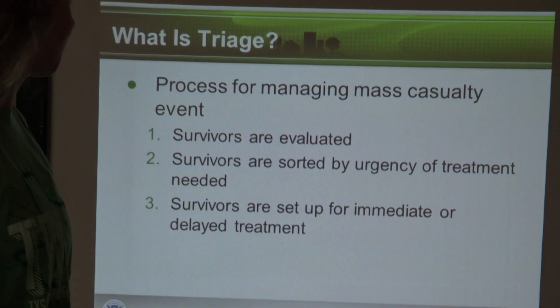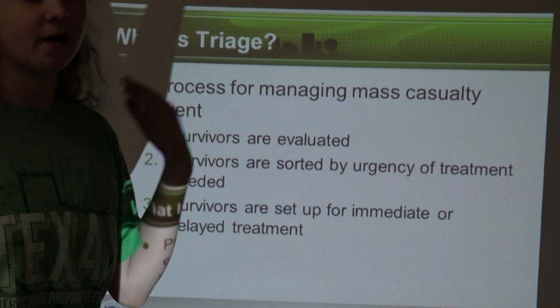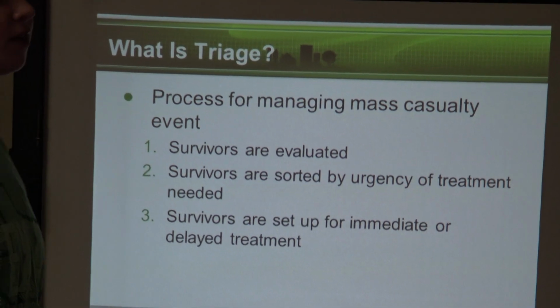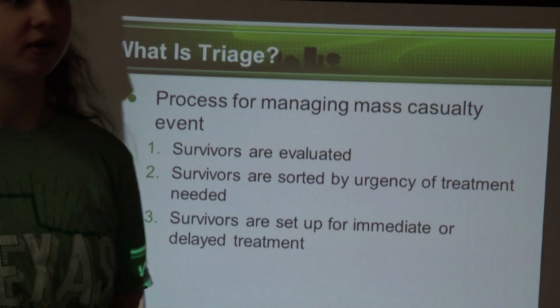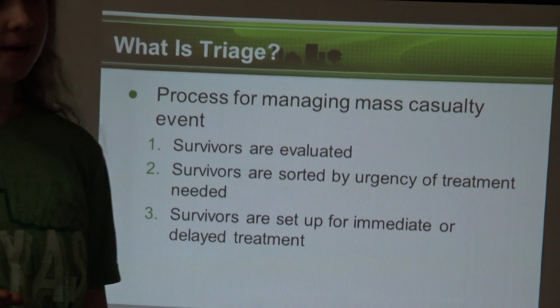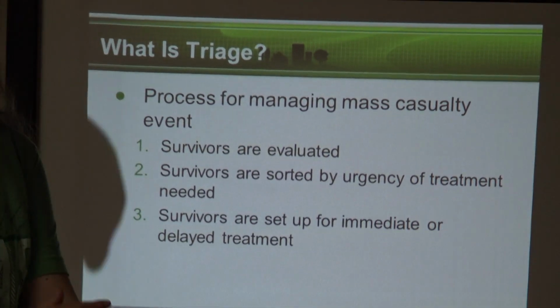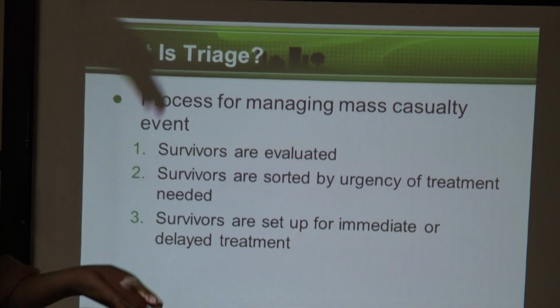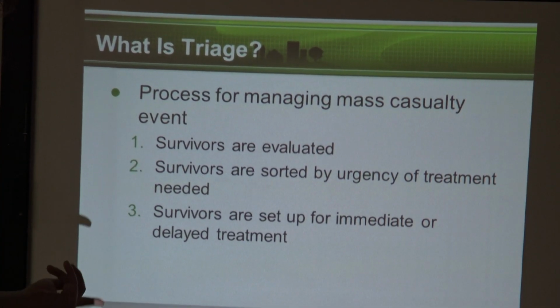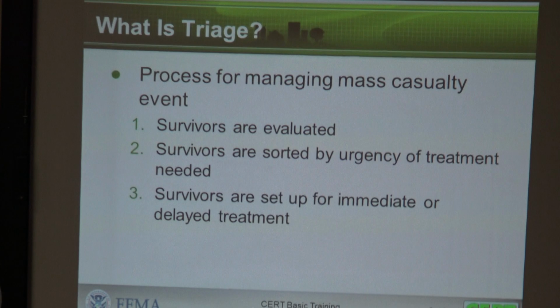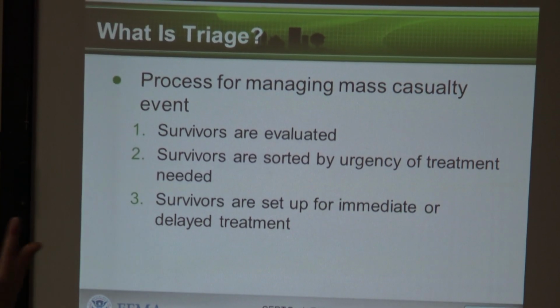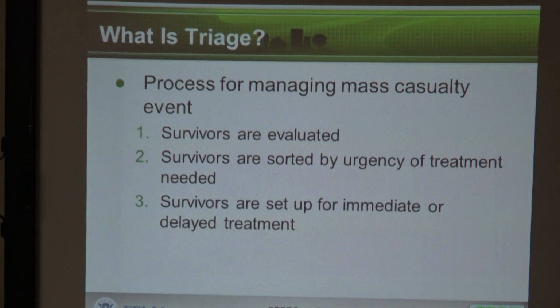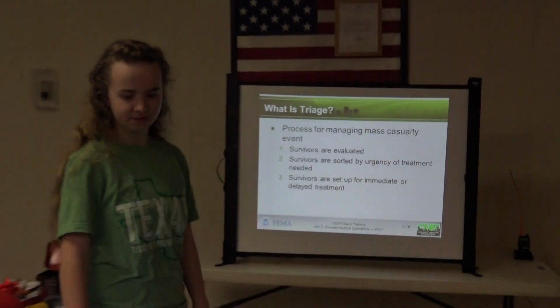Survivors are sorted by urgency of treatment. Are they dead? Are they alive? Can they walk out? Walking wounded, you can enlist for help. They may be panicked, but they can still follow simple commands like hold the bleed, keep your hand here so that way this person doesn't bleed to death. Stuff like that. And then survivors are set for immediate treatment or delayed treatment. Those are the ones that need to be treated fast.